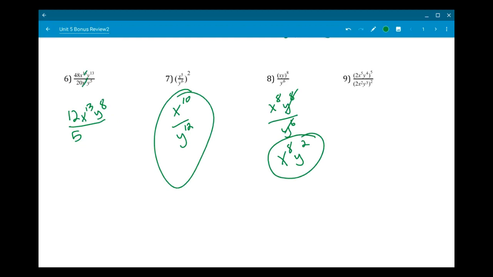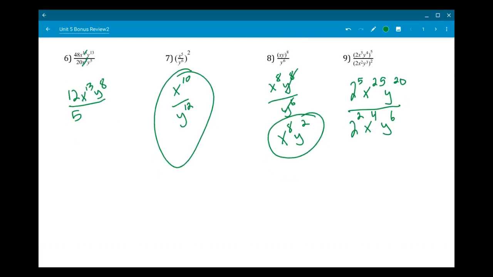For number 9, we're going to do exponent distributive property. So 2 to the 5th, x to the 25th, y to the 20th, over 2 squared, x to the 4th, y to the 6th. Now you have a couple options for what you could do with the 2's there. You could change 2 to the 5th into 32 and 2 to the 2nd into 4 and then divide those numbers. Though if you have exponents on them, you can cancel 2 of these 2's with 2 of these 2's, just like you're about to do with the x's and just like you're about to do with the y's.